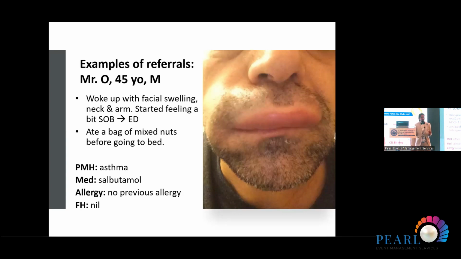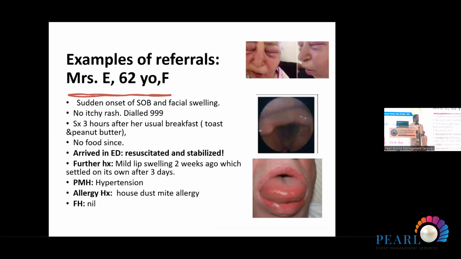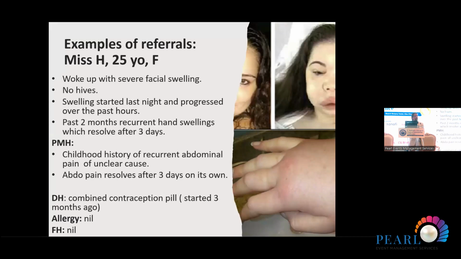This is a 45-year-old male. He came to you, the referral was early morning swelling. He went to the ED department and was treated there. This one is a 62-year-old woman, and the main problem is that she keeps coming to the ED department with upper airway swellings, angioedema. And this one has a lot of peripheral angioedema, a lot of swellings in the hands, and she had a childhood history as well. So keep these 3 cases in your mind.